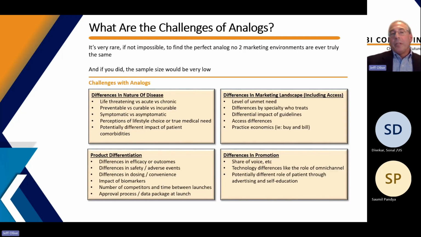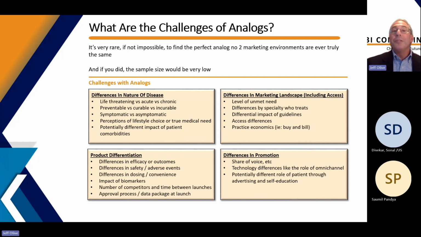But also important is to understand the challenges of analogs. As we talk to our colleagues, we're always going to hear about why an analog isn't perfect. It's good to understand that because it actually helps us work with the analog when we understand what the imperfections are. So I would generally agree with the statement that no two marketing environments are ever truly the same. And that is a challenge for finding good analogs.